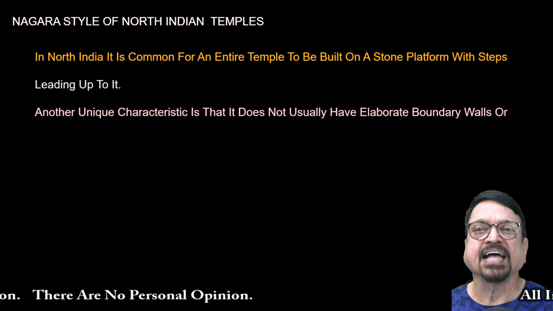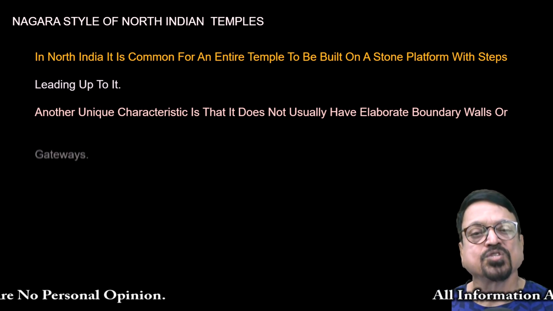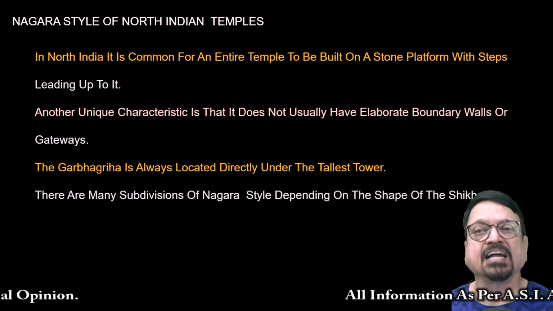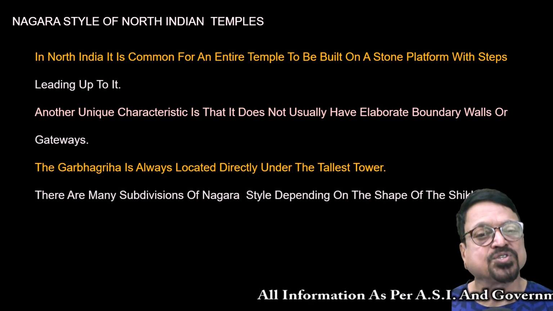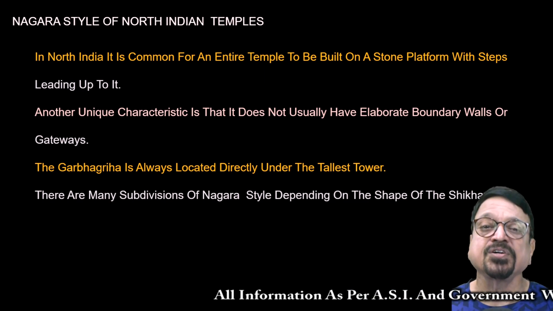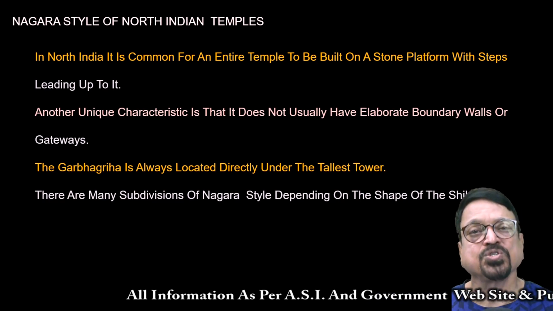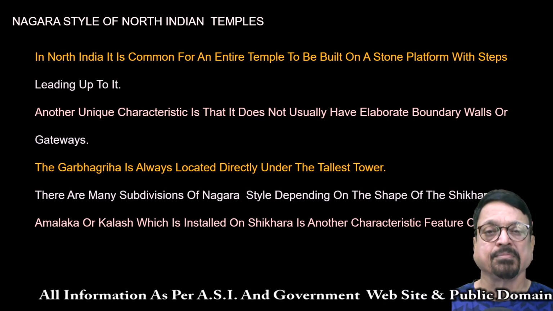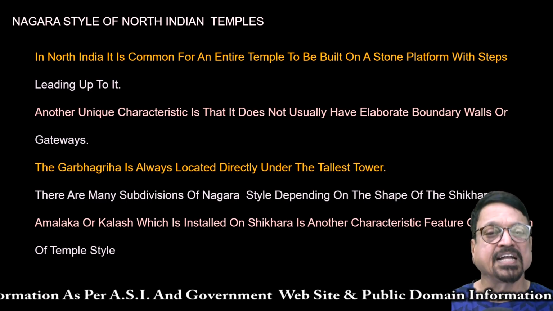Then there is another unique characteristic feature: it does not usually have elaborate boundary walls. So compounds are not there, Gopuram is not there, gateway is not there, and the Garbhagriha is always located directly under the tallest tower, because you will find here a lot of towers. The smaller towers also subside. So below the main tower you will find the Garbhagriha.